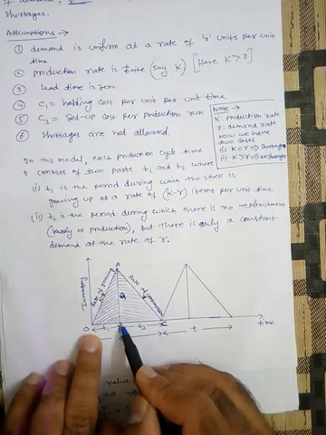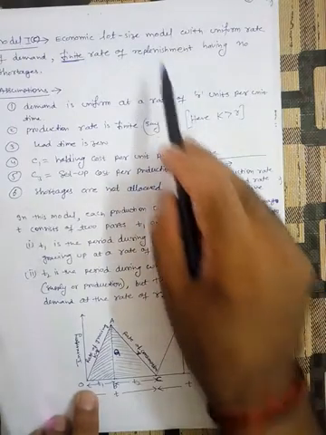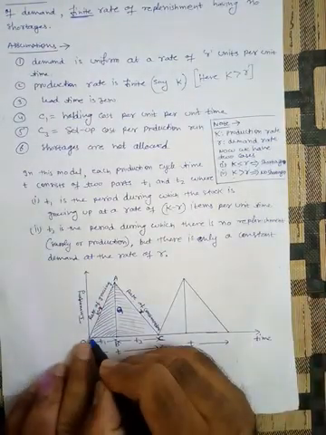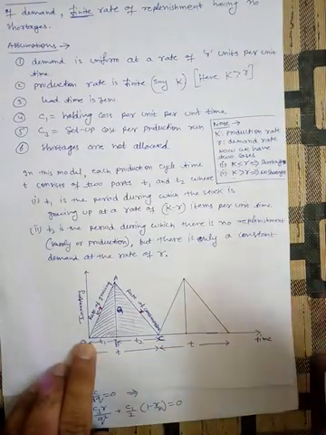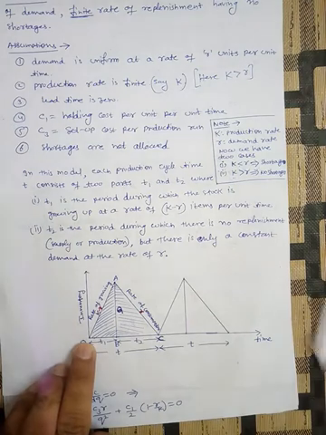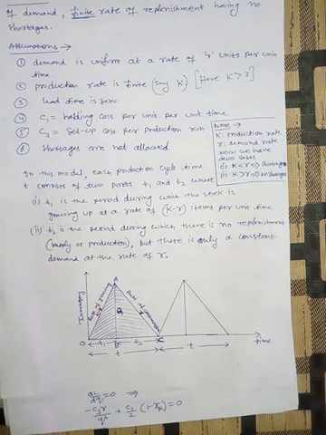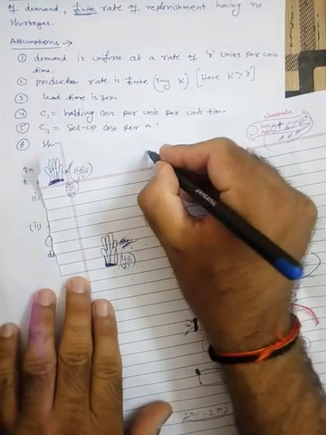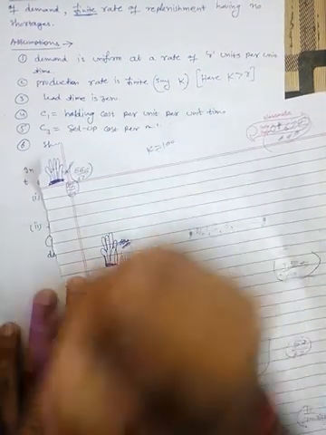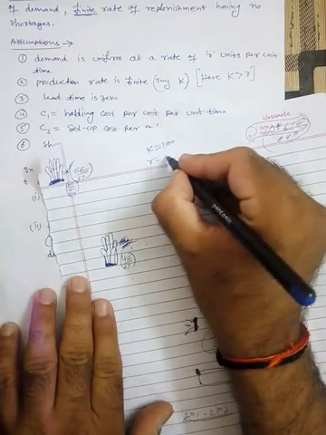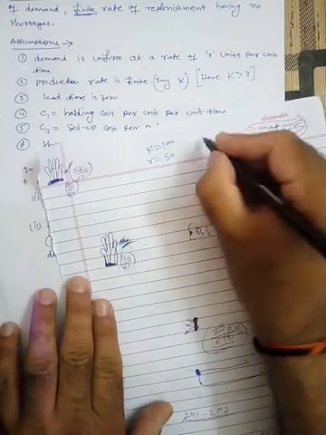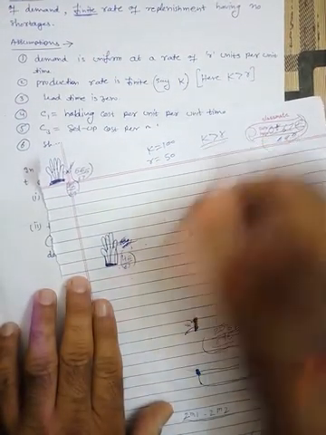Here, because production is finite, suppose initially K is 100 and demand is say 50, because we have assumed that K is greater than R.